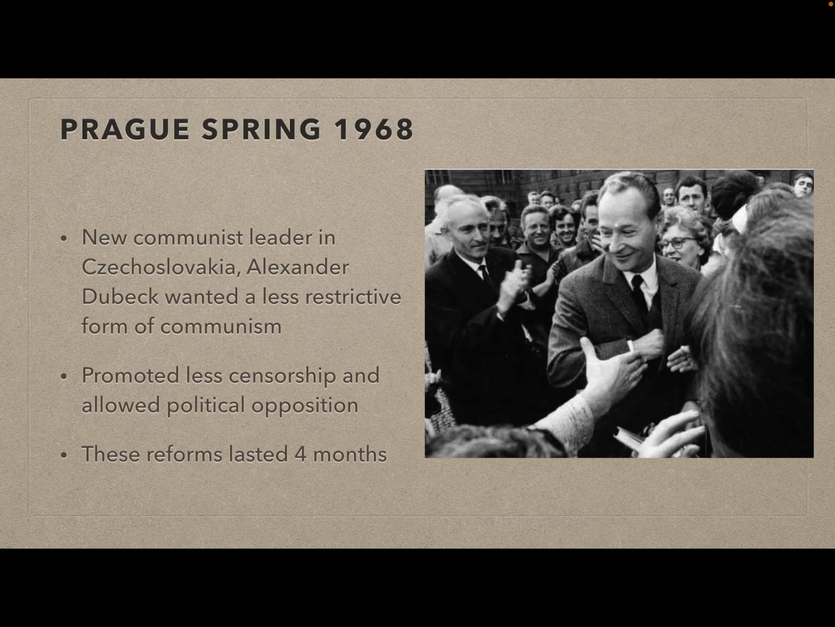The people of Prague had been unhappy with communist rule. It was not something that they chose. And in 1968, a new communist leader named Alexander Dubček wanted to introduce a less restrictive form of communism. He wanted to have less censorship, and he wanted to allow political opposition to exist within the country, among many other reforms. These freedoms were allowed to remain in place for 4 months in what became known as the Prague Spring.